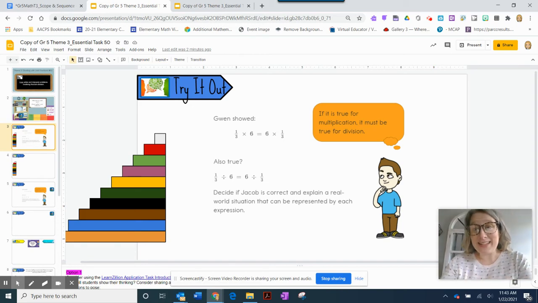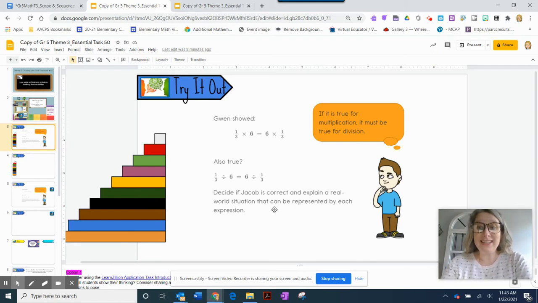And I highly recommend having your students prove that. How do I know that that equation is true? So if that equation works, does this equation work? 1/3 divided by 6 equals 6 divided by 1/3. In other words, is there a commutative property for division? This is something that students have explored in 3rd grade, but is that rule still going to be true in 5th grade when we're looking at fractions?